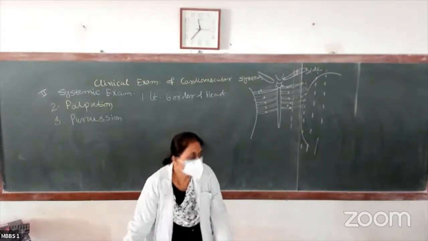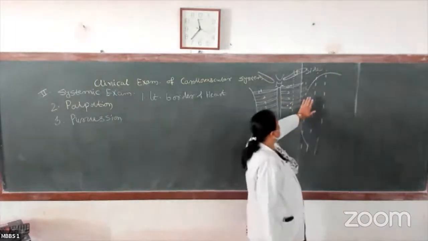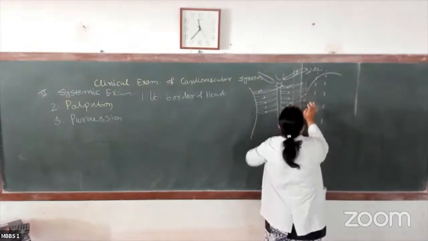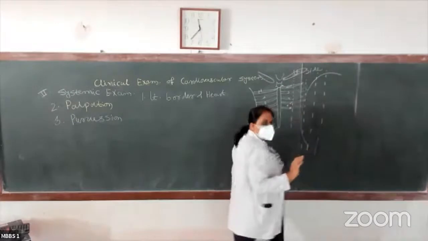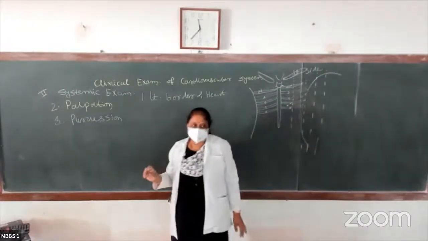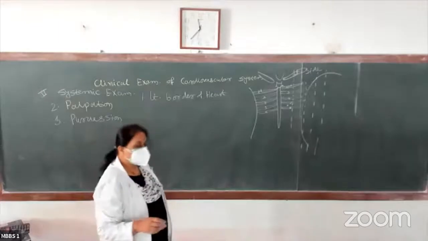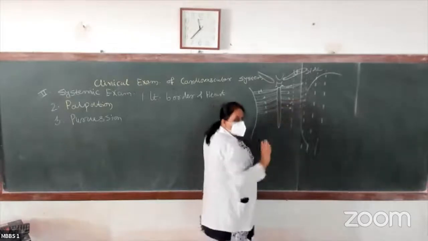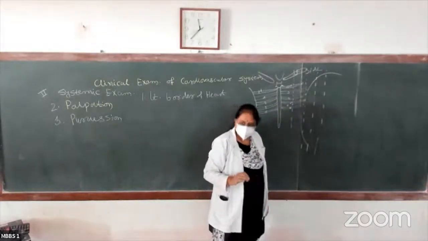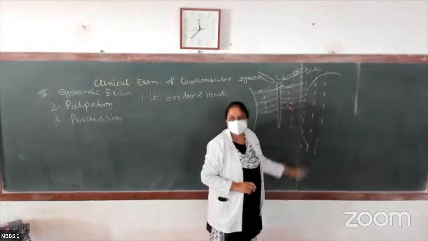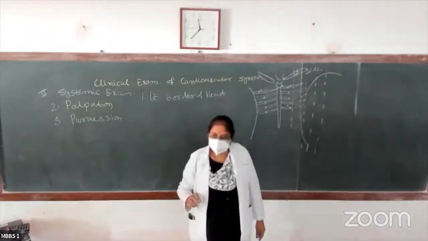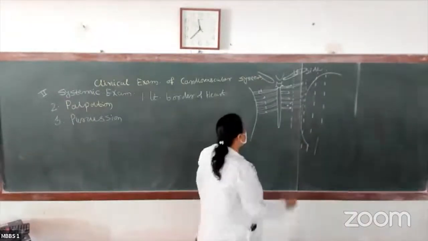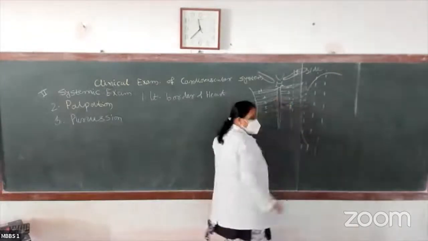Dull note. So start percussing on the left side, in the left fifth intercostal space, from lateral to medial. Which type of note will you hear? That is resonant, till the lung is present. At one point, when there is the beginning of the heart, the note will change and it is dull. Where there is a dull note, mark that point in the fifth intercostal space. So this is our apex beat. We got here a dull note in the fifth intercostal space.